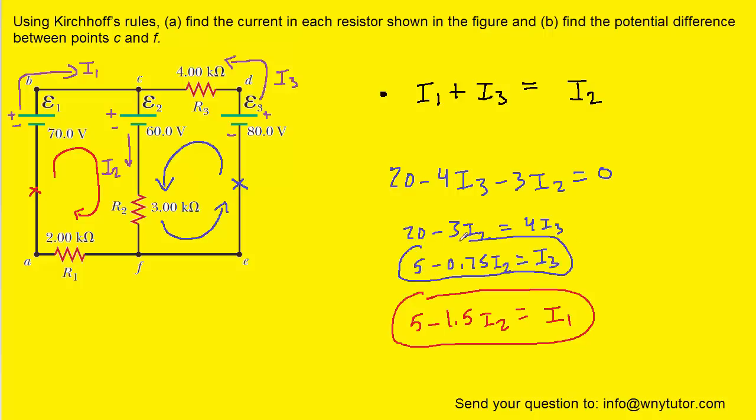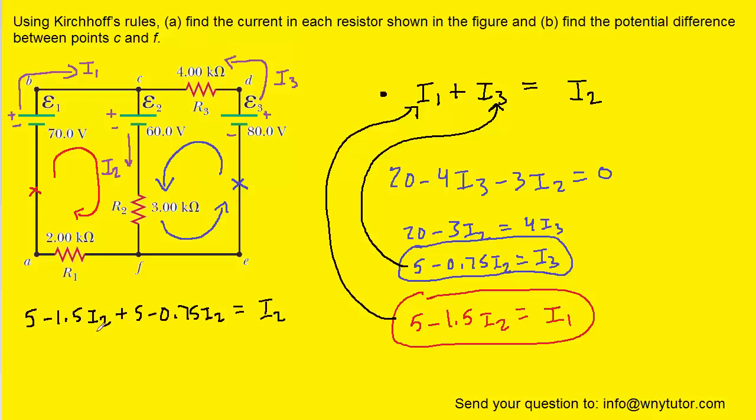Now the reason that this is a neat strategy is that we can take the expression for I3 as well as the expression for I1 and plug them into this equation up here. So the expression for I3, the 5 minus 0.75 I2, we're going to plug that in for I3 up here, and then the 5 minus 1.5 I2, we're going to plug that in for I1 up here. Maybe we'll come over here to show that work. And what we'll notice is that we have an equation that contains only one variable, I2.